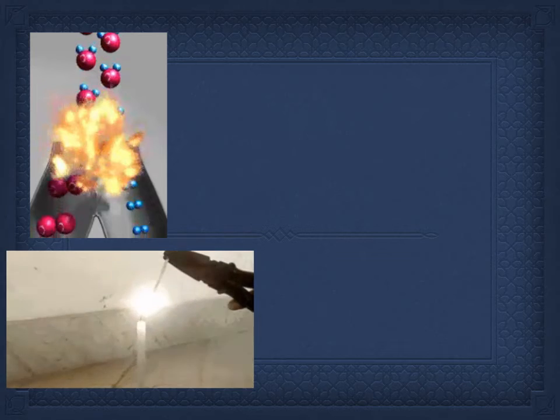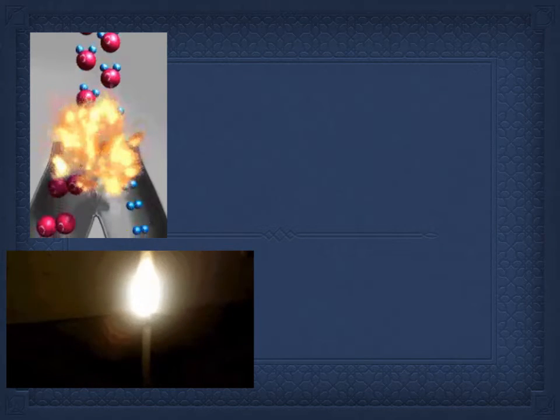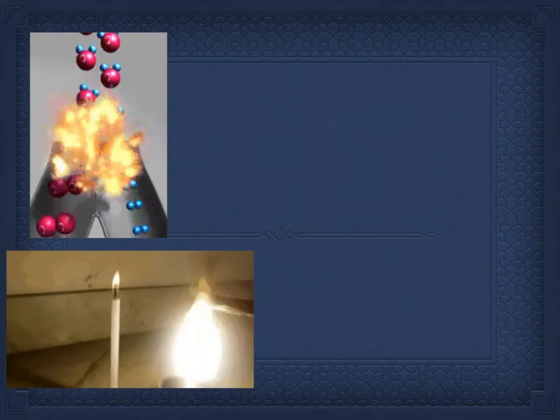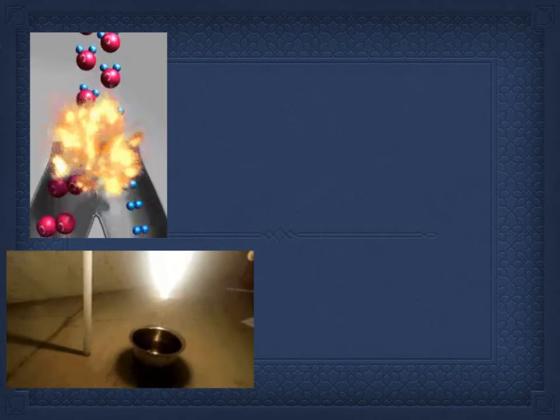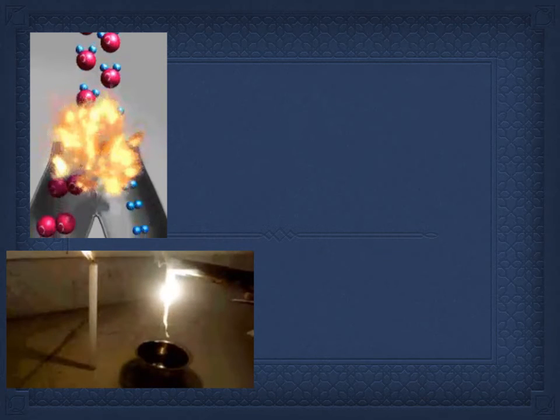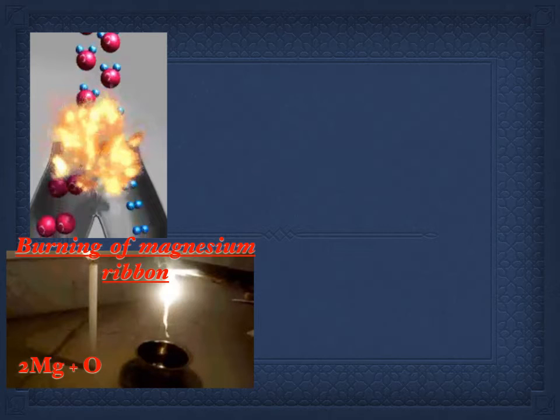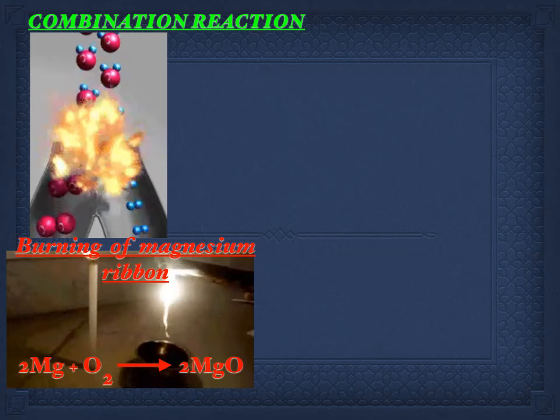In another activity, you can see, hold a magnesium strip in a pair of tongs and ignite. On burning in air, a white powder of magnesium oxide is formed. The reaction can be written in the form of equation as 2Mg + O2 giving 2MgO. In this reaction, magnesium oxide is formed as the single product by combination of magnesium and oxygen. Such type of reaction is called combination reaction.